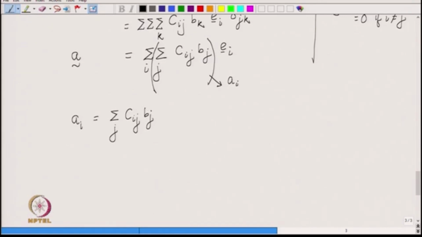If you try to write this in a column form, then this is basically the ith row of the C matrix multiplied with the column of B, see B1, B2, B3, and Ci1, Ci2, Ci3. You multiply it, you get what you have here.